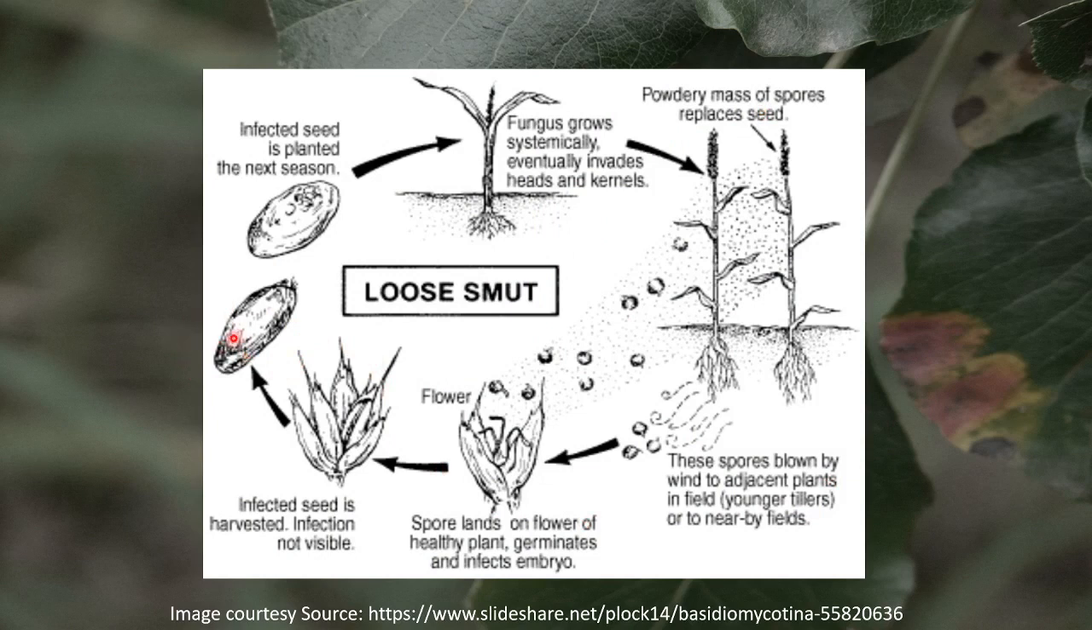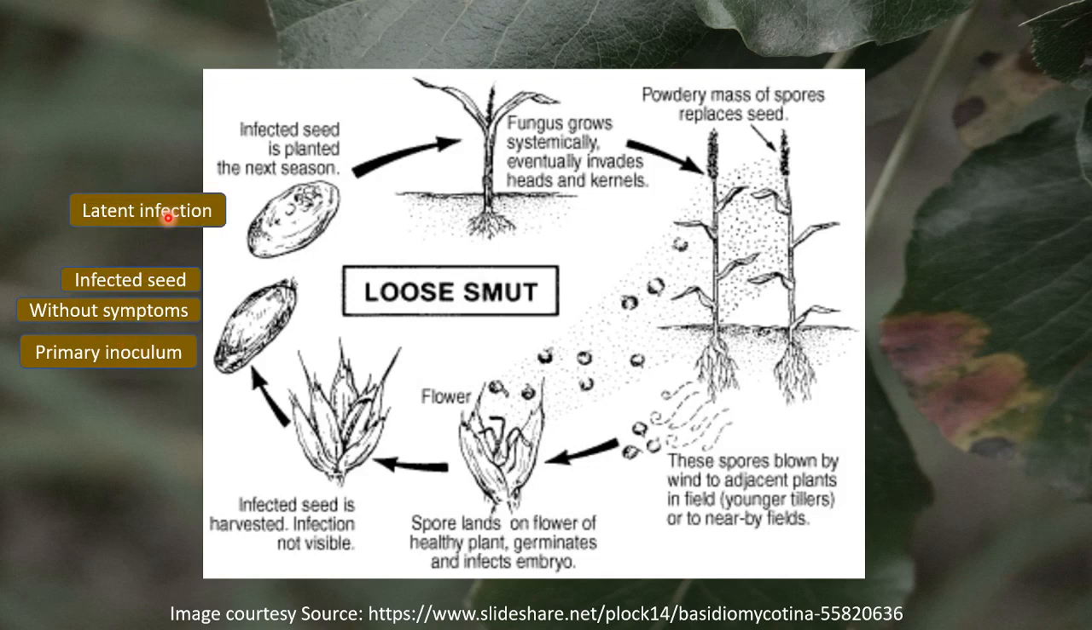So we start from this stage. This is a primary inoculum, that is, this has undergone a period of dormancy. This is a seed, right? This is an infected seed which was harvested. The infection is not visible. This is a primary inoculum. So this is without symptoms, but it is an infected seed. So this is a latent infection.